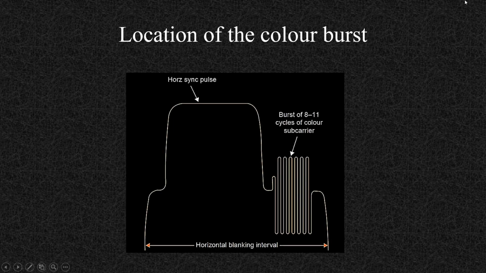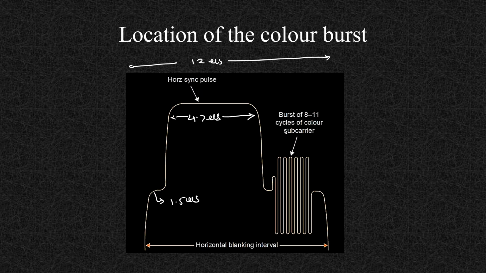First we'll see location of the color burst. So we are already aware of the composite video signal. This is front porch, this is sync, and this is the back porch. So this is the complete horizontal blanking interval of 12 microseconds. So if you do remember what we have seen previously, this is a 12 microsecond complete duration. You are having this front porch of 1.5 microsecond, the sync will be 4.7 microsecond, and you are having the back porch duration of say 5.8 microsecond. Okay, so you are putting the color burst.